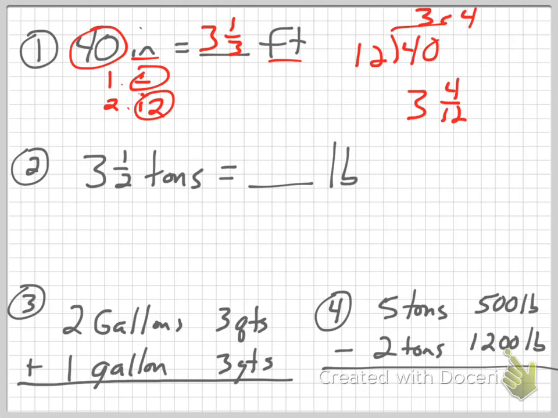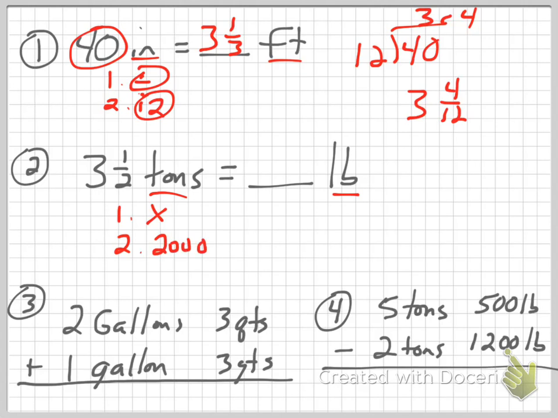Number 2. What do I have? Well, what do I need? I need to know if I'm multiplying or dividing. I have something huge, I'm going to something small. That means that I multiply. What's the relationship between tons and pounds? What's the number I'm looking for?